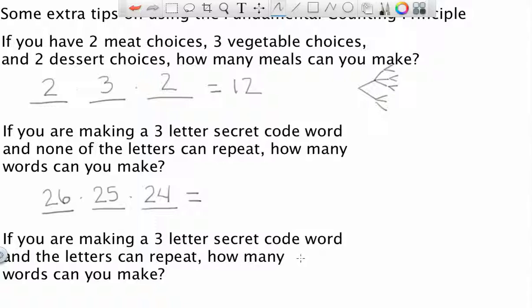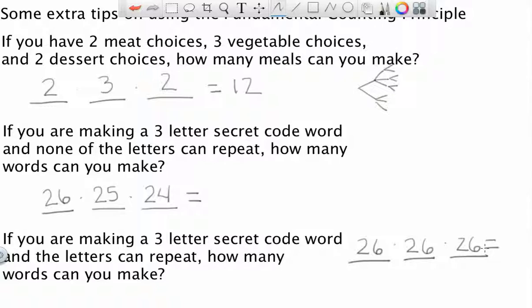Now, here's the exact same problem if you're making a three-letter secret code word and the letters can repeat. How many words can you make? Well, for the first letter, you have 26 choices. And then for the second letter, you can still have 26 choices. And then for the third letter, you would still have 26 choices, and you would multiply that out. And you could see that you would have many more choices if you're allowed to repeat.